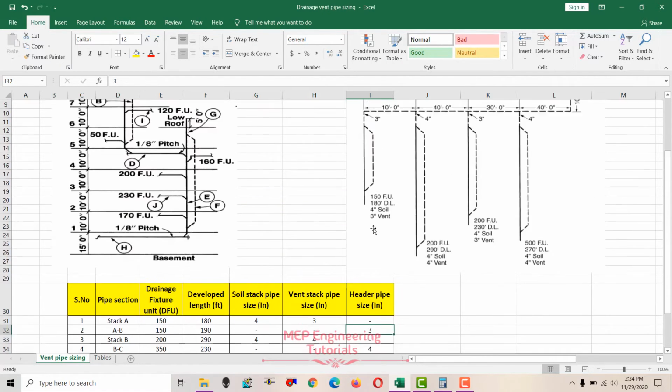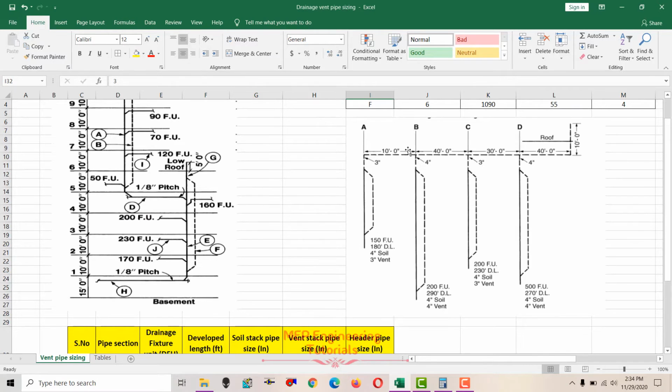So now we'll go for stack B. 200 fixture units, 290 developed length.